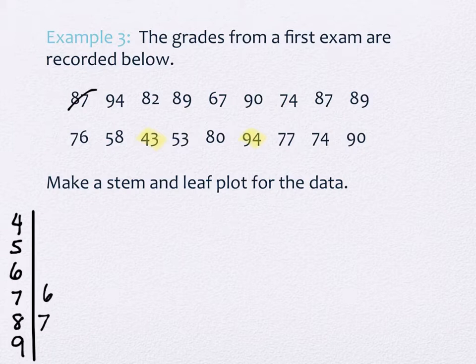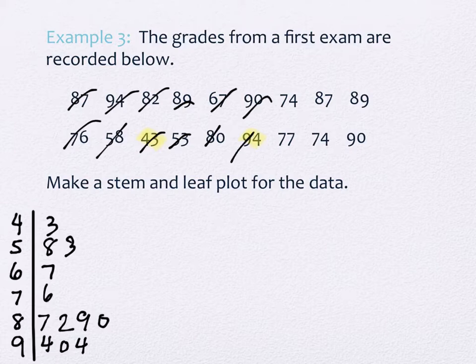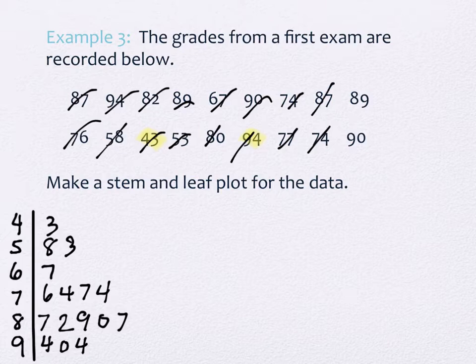So I have 76, 94, 58, 82, 43, 89, 53, 67 and 80, 90, 94, 74, 77, 87, 74, and 89 and 90.